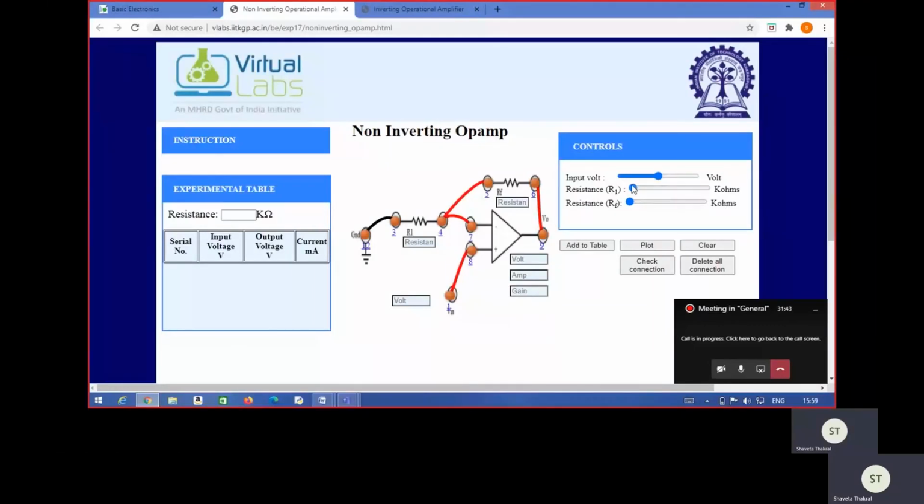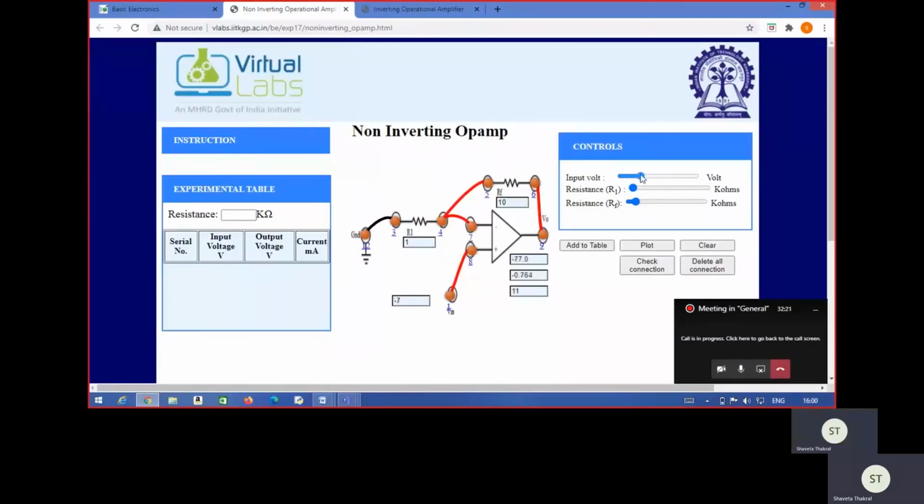So we vary R1 from this tab, and let's put R1 at 1 kilo ohm, and we change the value of RF from this tab, and let's put the value of RF at, let's say, 10 kilo ohm. So we have set the value of R1 at 1 kilo ohm and RF at 10 kilo ohm. Now we keep on varying the value of input voltage and keep on noting down the output voltage, and all the values will be noted down in this experimental table.